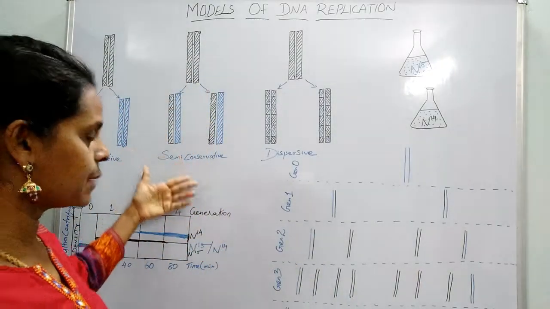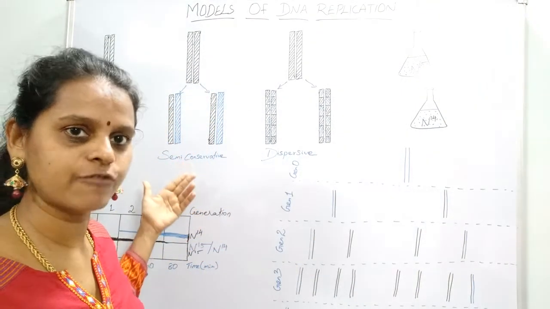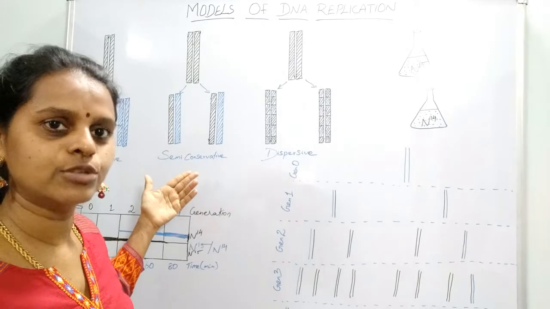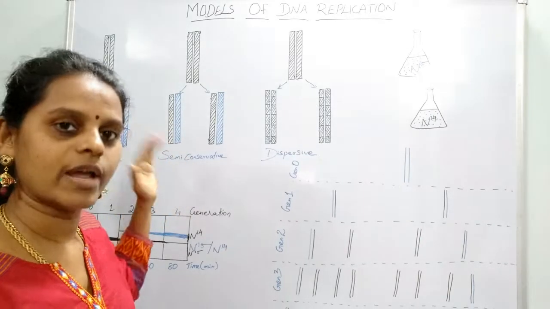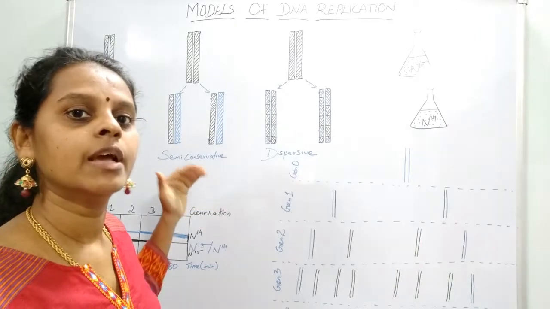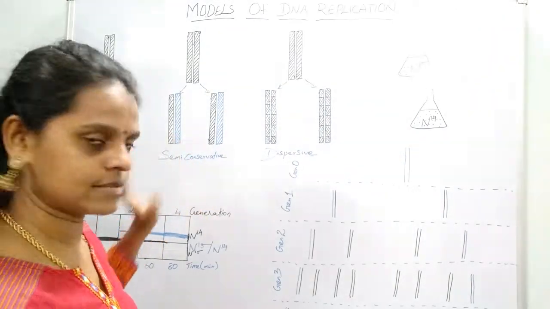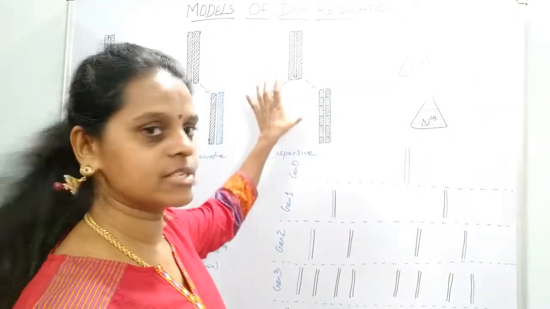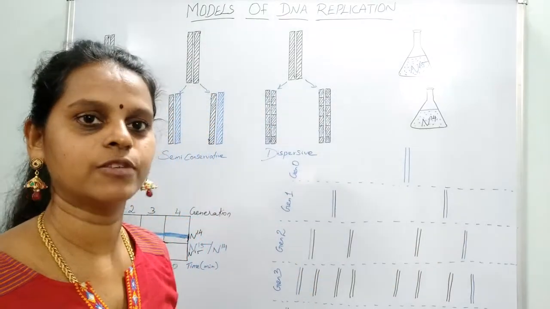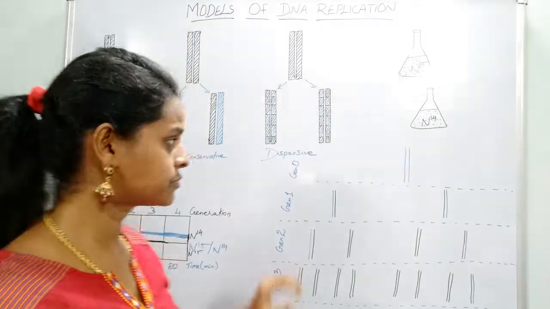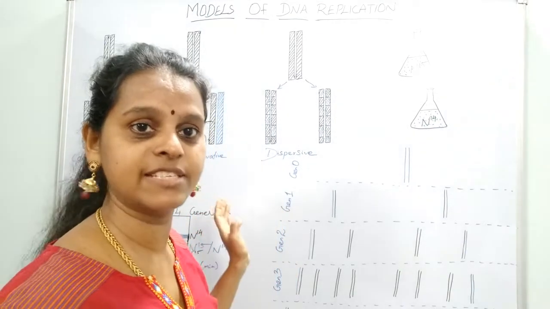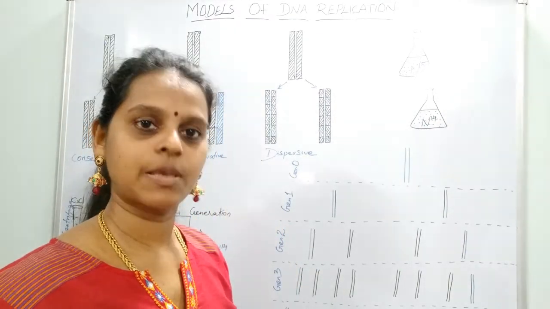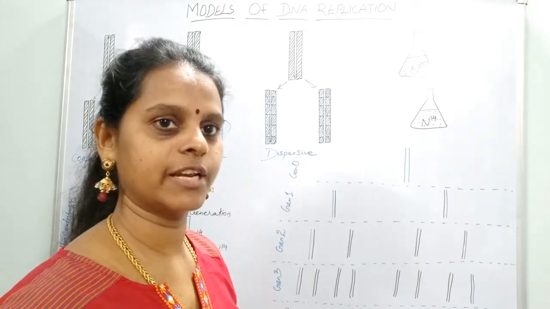So this is semi-conservative. Semi means half, half conservative. So half of the DNA molecule will be received from the parent, whereas the other half will be newly synthesized. This is the semi-conservative model. The third one is the dispersive model of DNA replication. This is entirely different from the first two types, the conservative as well as the semi-conservative mode of DNA replication.